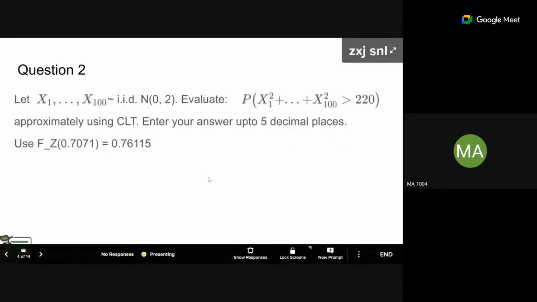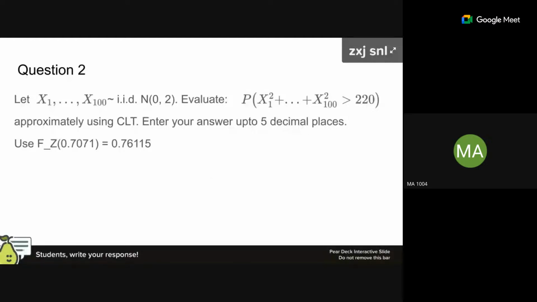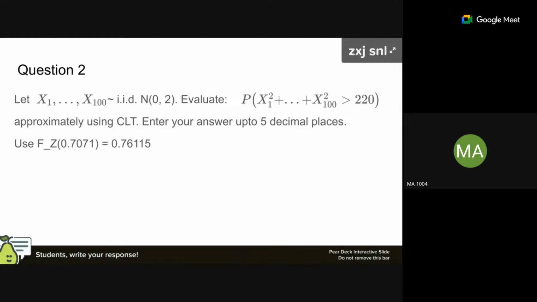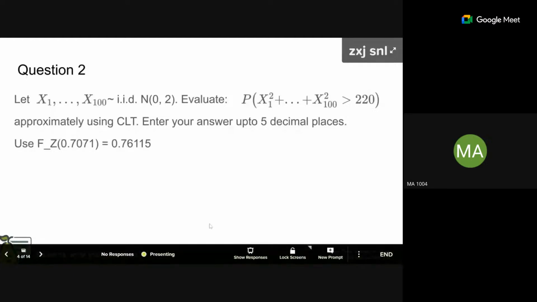So there are again 100 random variables which are following normal distribution with mean 0 and variance 2. Then find the probability that x1 square plus up to x100 square is greater than 220. That means sum of squares of random variables. Using CLT, enter your answers up to 5 decimals. Okay, 2 decimals is also fine. See, here a value is given, so they are asking you for a particular numeric value. Try it.